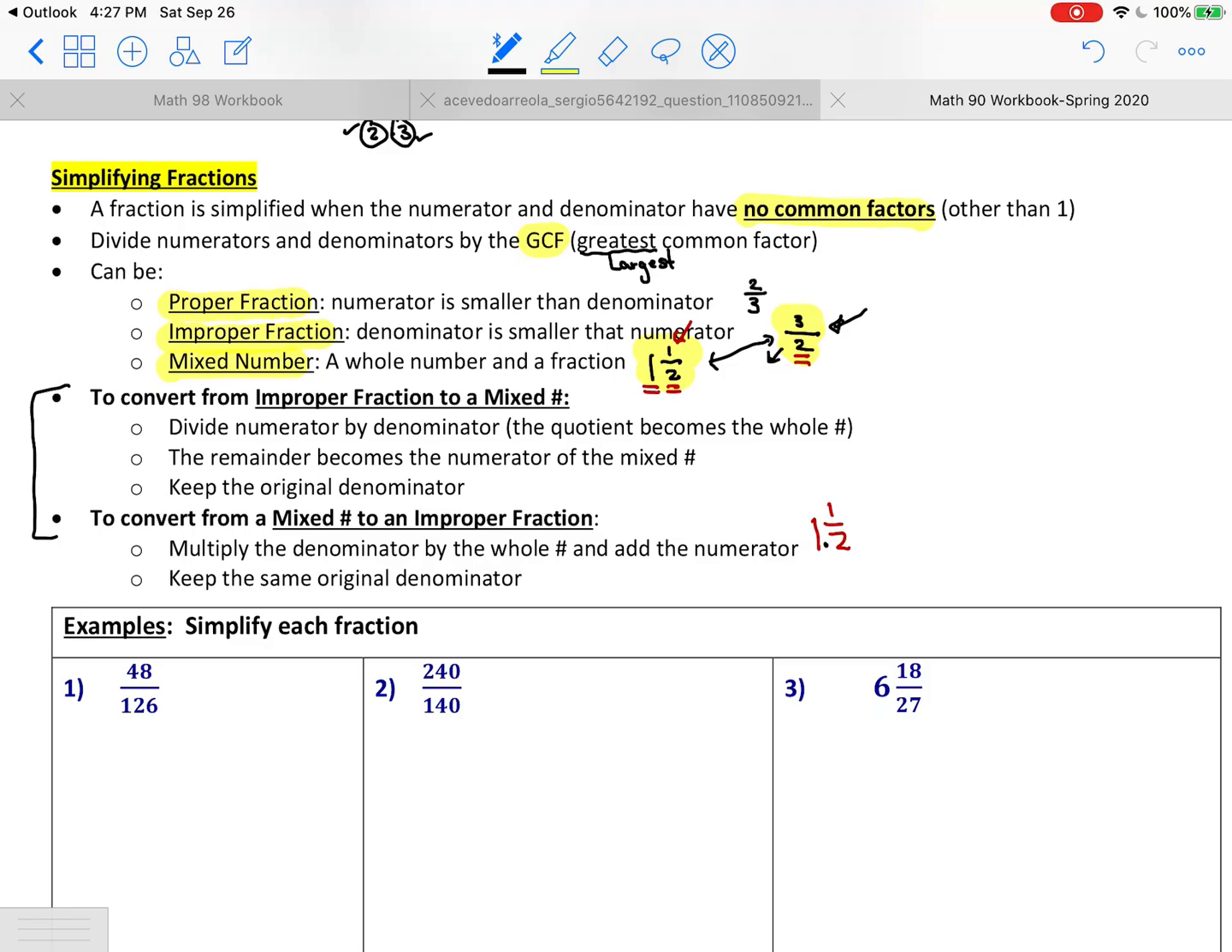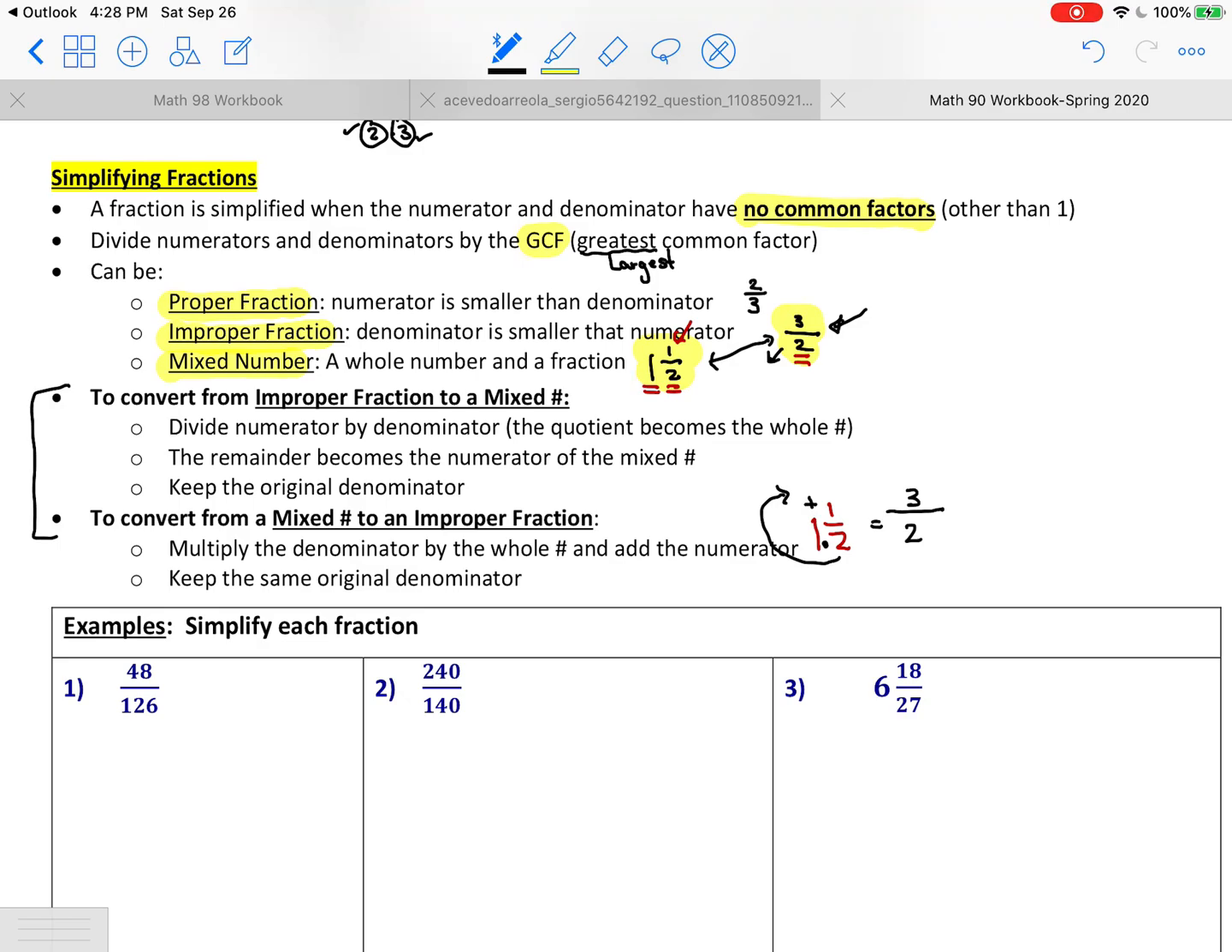So in order to do that, we multiply the denominator by the whole number. And sometimes when you're first learning this, you can just put the little symbols in. That's what we're really doing, and we're kind of going this direction. We say 2 times 1 is 2, plus 1 is 3. And you write that as your numerator, okay? And then you just keep your same denominator, okay? So going from the improper is more of a division. Going from the mixed number to improper, you're doing a multiplication and an addition.